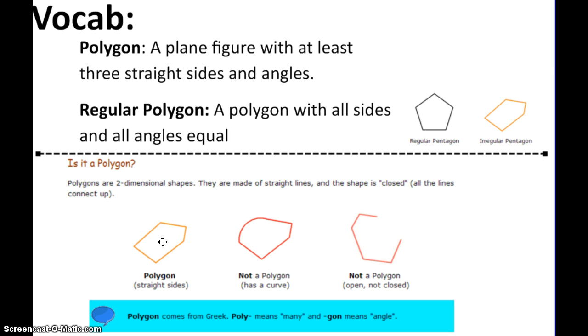Alright, so the question is, is it a polygon? Taking a look here, first off, this is a polygon, it has straight sides and is closed. This is not a polygon because it has a curved edge. And this is not a polygon because it's not a closed figure. If I were to connect this, obviously that would be a straight line there. If I were to connect that, then it would become a polygon. There we go.